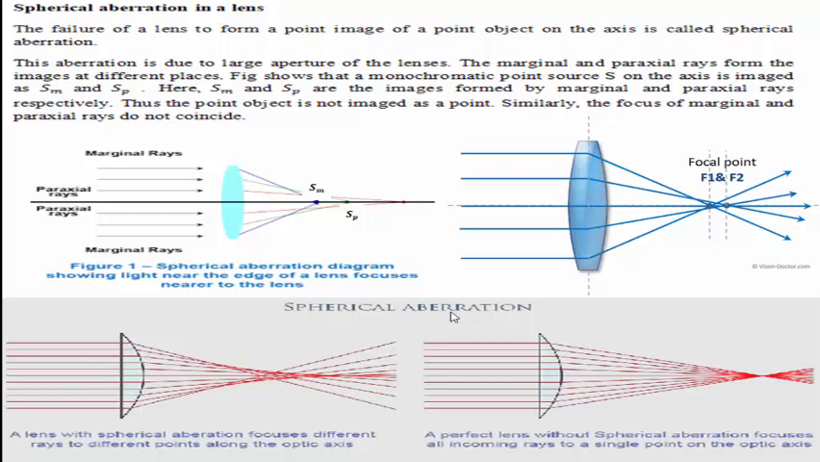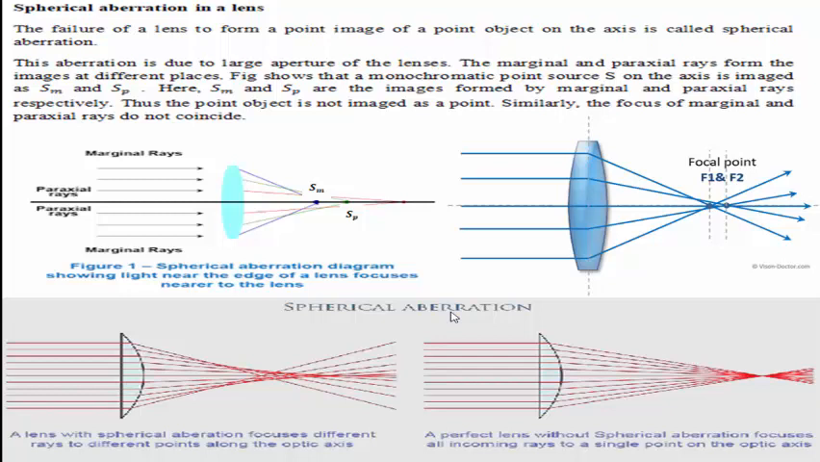As you can see in the figure, a monochromatic point source S on the axis is imaged as SM and SP, where the source is on the left side of the lens. Here SM and SP are the images formed by marginal and paraxial rays respectively. Thus, the point object is not imaged as a point.